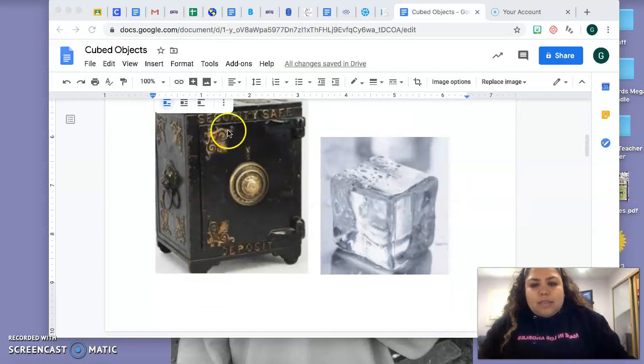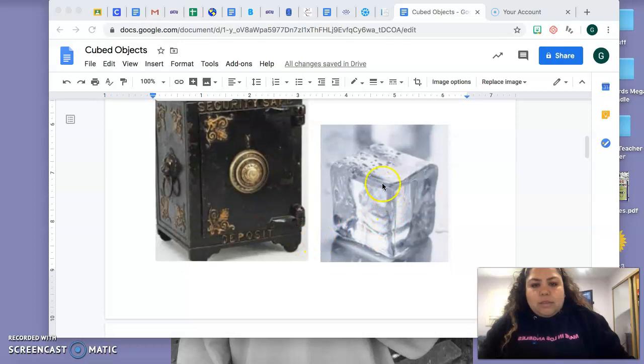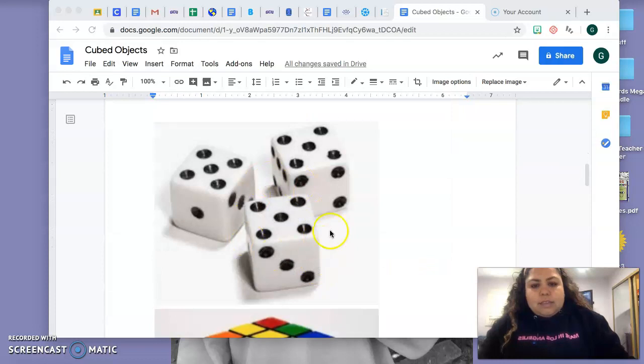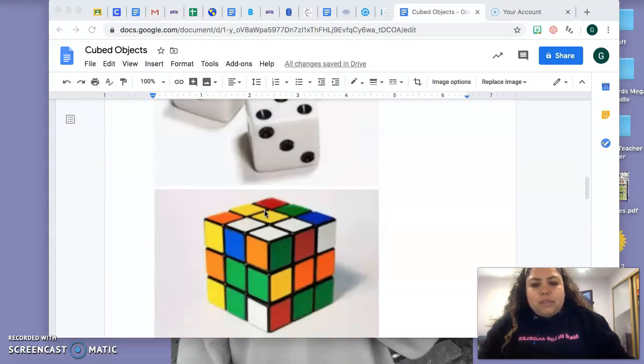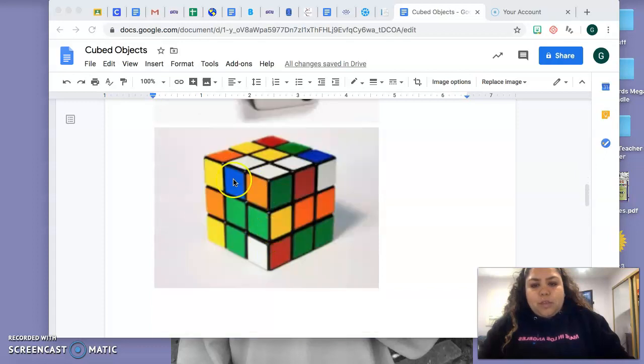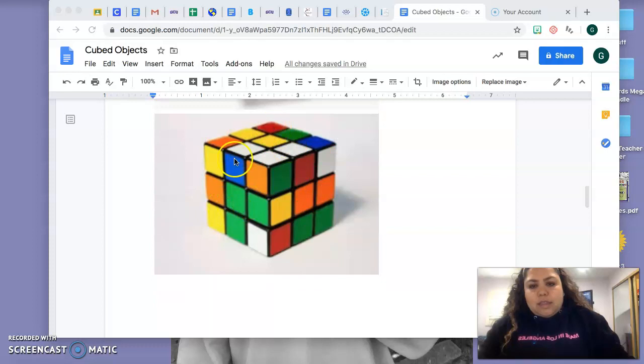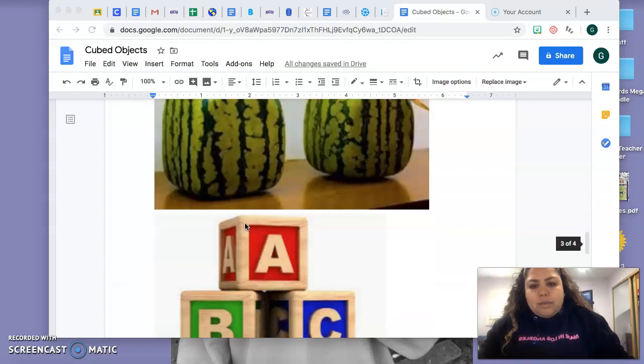This safe is shaped like a cube. An ice cube, you can see 1, 2, 3 of the sides, but then on the other side there's 4, 5, and the bottom 6. Dice are shaped like cubes as well. This Rubik's cube has a bunch of little cubes in it, like this is a cube, this middle one is a cube, this corner one is a cube, and then all together makes a big cube.